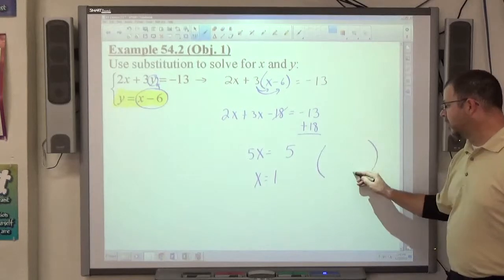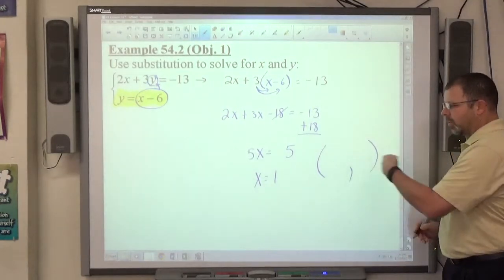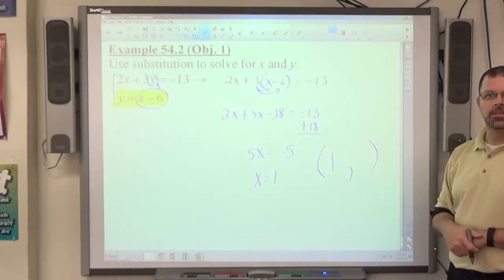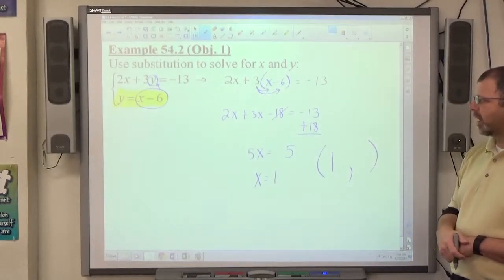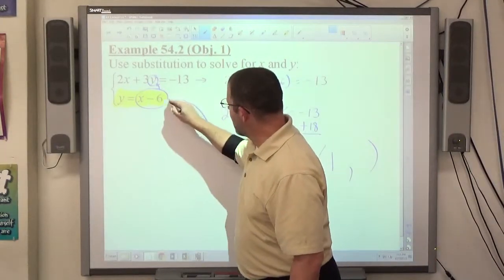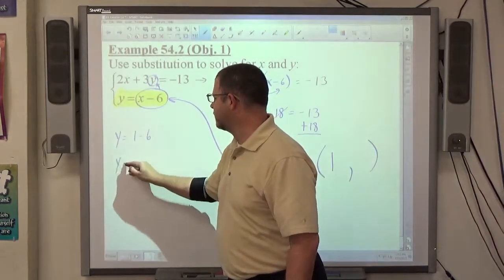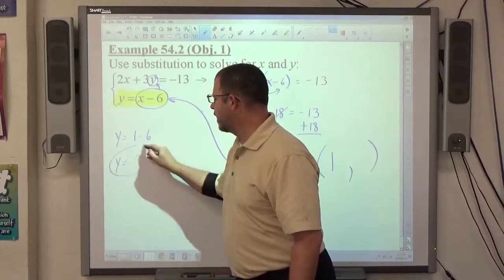Again, all that does is it gets me the part of the answer. Every time it's an ordered pair, x goes first, y goes second. This time I found x, so I'm going to put 1 in the place of x. Then over here, go back to this equation, y equals 1 minus 6. So y equals negative 5.